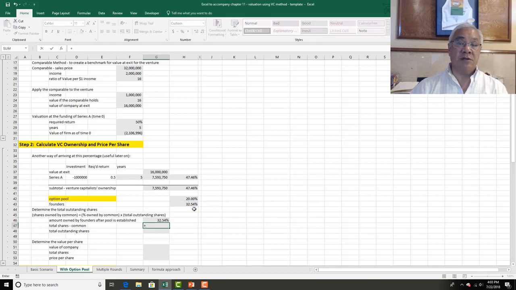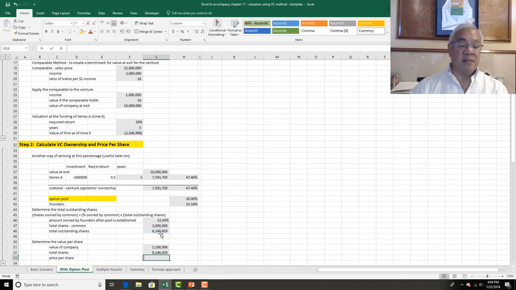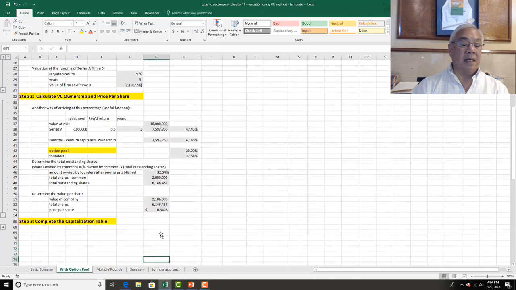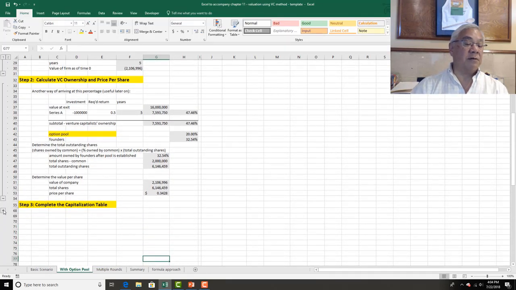Carrying it back through, the amount owned by the founders is 32%. The number of shares they had was 2 million. And so the total outstanding shares is that divided by that. 6 million shares outstanding. So the value of the company is stated at 2.1 million. The total shares is now 6 million. And so the price per share is dollars divided by shares, or 34 cents. And we can do the cap table now with this other enhancement.